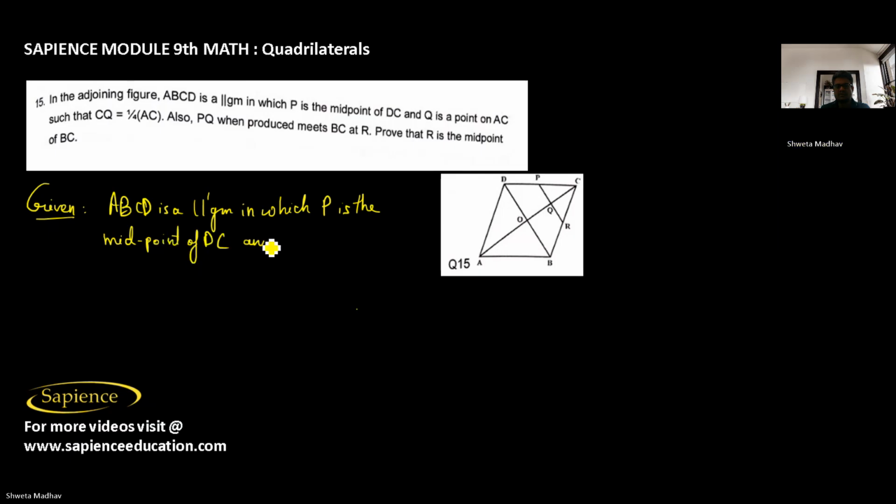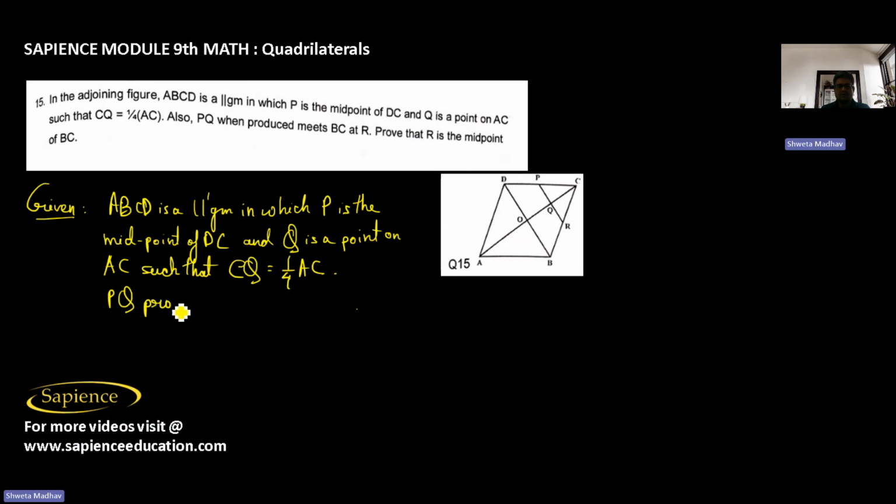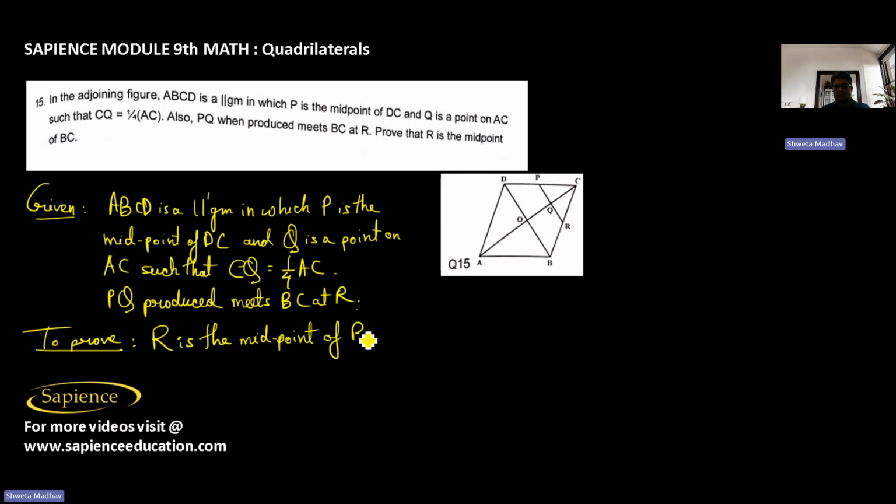Here it is given that ABCD is a parallelogram in which P is the midpoint of DC, and Q is a point on AC such that CQ equals 1 by 4 AC, and also PQ produced meets BC at R. We have to prove that R is the midpoint of BC.